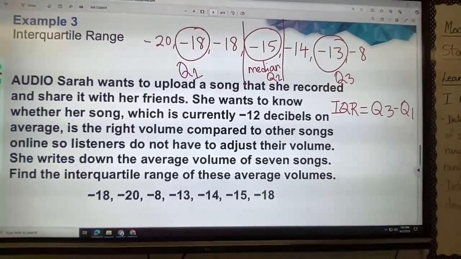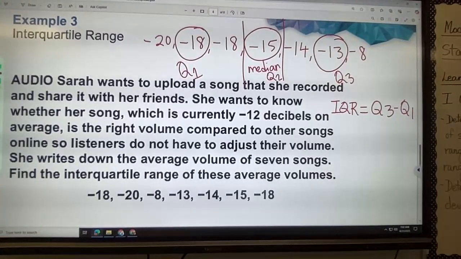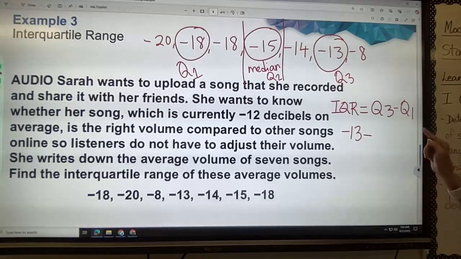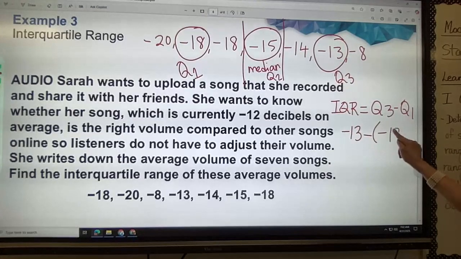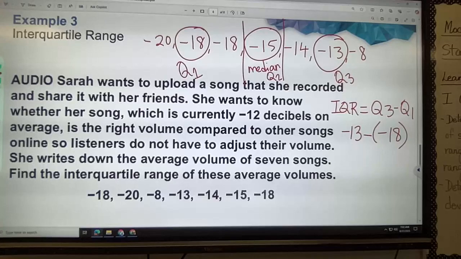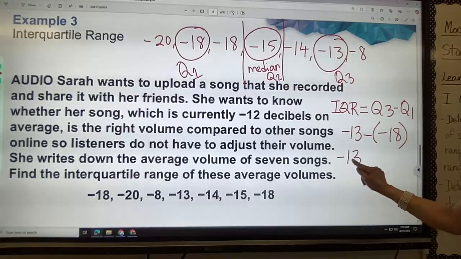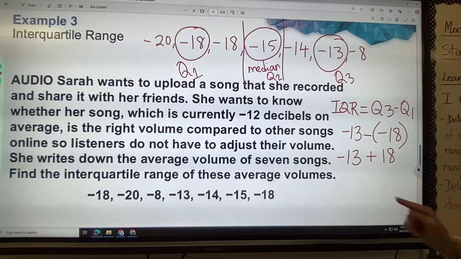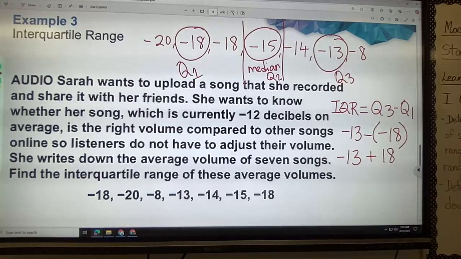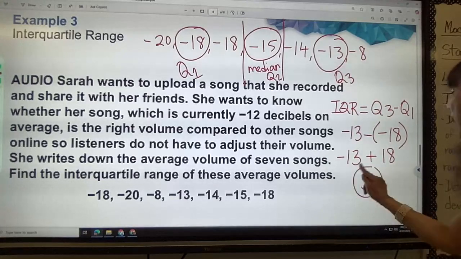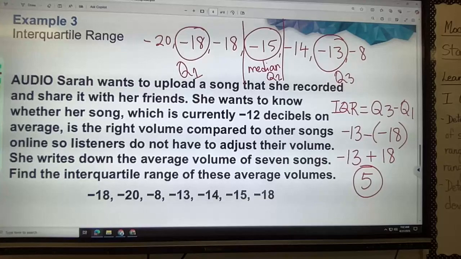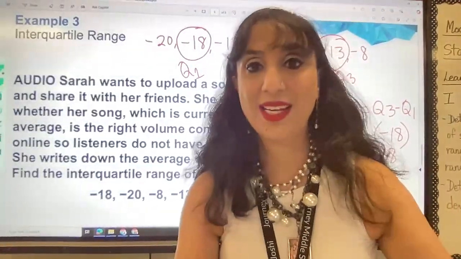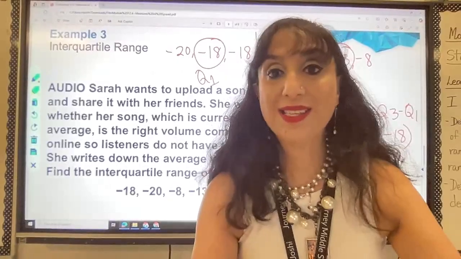Okay, so I am going to do, what is my Q3? Q3 is negative 13, minus, what is my Q1? Q1 is negative 18. So this becomes negative 13, and we are adding the opposite, so plus 18. And then what is 18 minus 13? I get 5. So 5 is my interquartile range, and that's it. Simple as that. Again, this is just a review of what we've done in 6th grade.